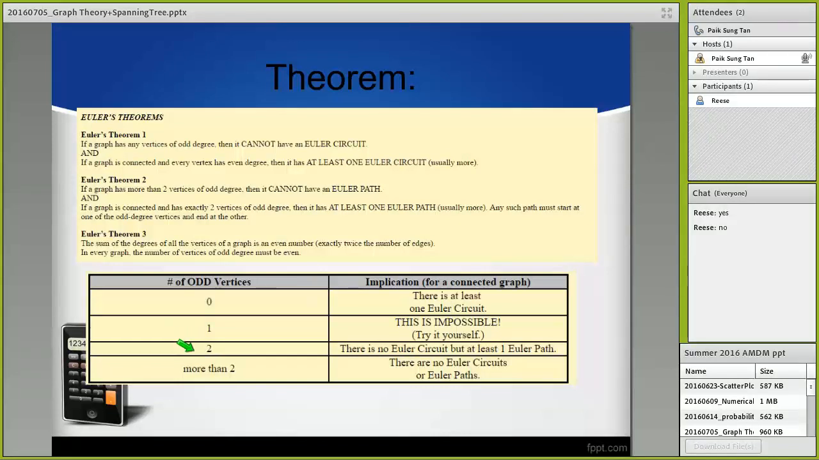If you have 2 odd degree vertices, then there is no Euler circuit, but you can have one Euler path. You cannot start and end at the same point, but you can have one Euler path that starts at one of the odd degree vertices, goes through all the edges, and ends at a different odd degree vertex. If there are more than 2 odd degree vertices, there will be no Euler circuit or Euler path. Any questions regarding this table?